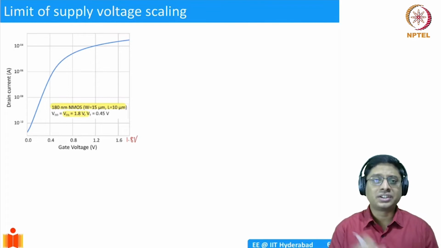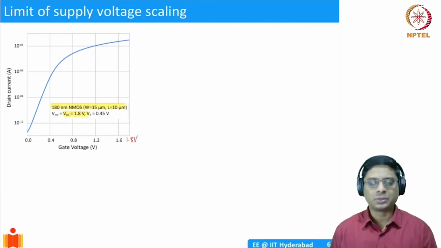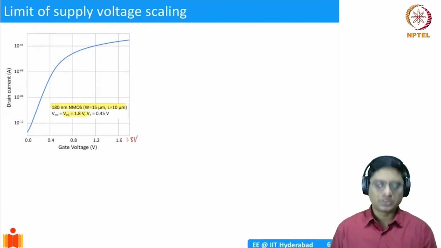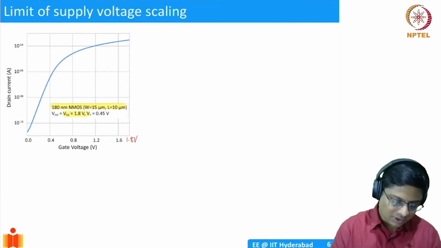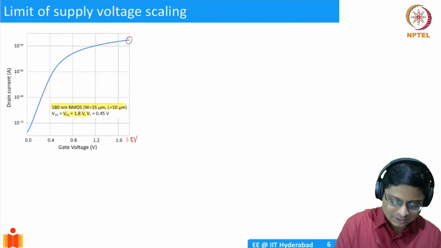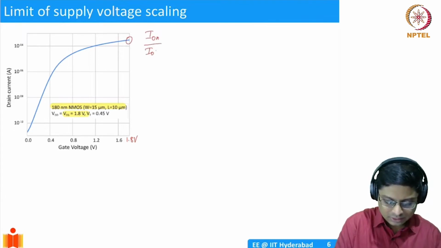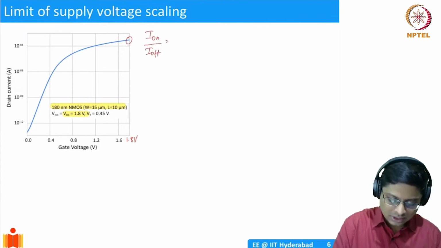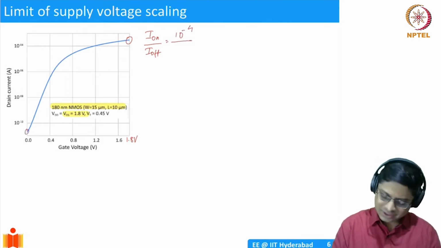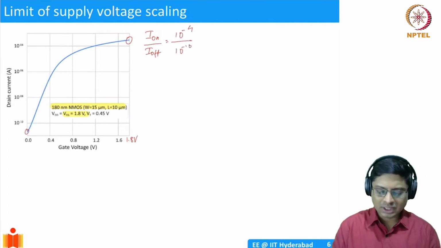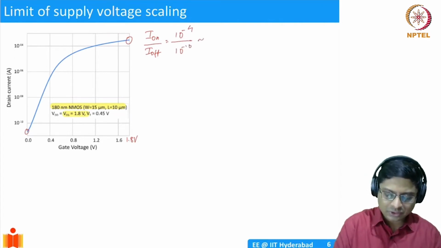This is actually the real data that you would reproduce in an experiment if you fabricate this using 180 nanometer technology. So in this case, the I-on to I-off ratio is what we are interested in. I-on is basically 10 to the power minus 4, let's take it approximately. And I-off is the current when gate voltage is 0, let's take it as 10 to the power minus 10. So this ratio is about 6 orders of magnitude difference. 6 orders of magnitude.